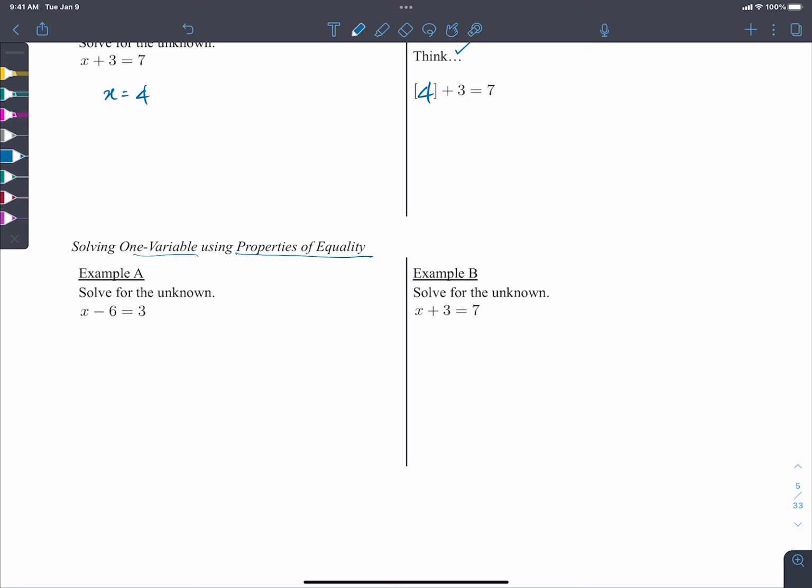So you're looking for the inverse of -6, which is what? +6 on both sides, which means that will cancel to 0. So x is equal to 9.